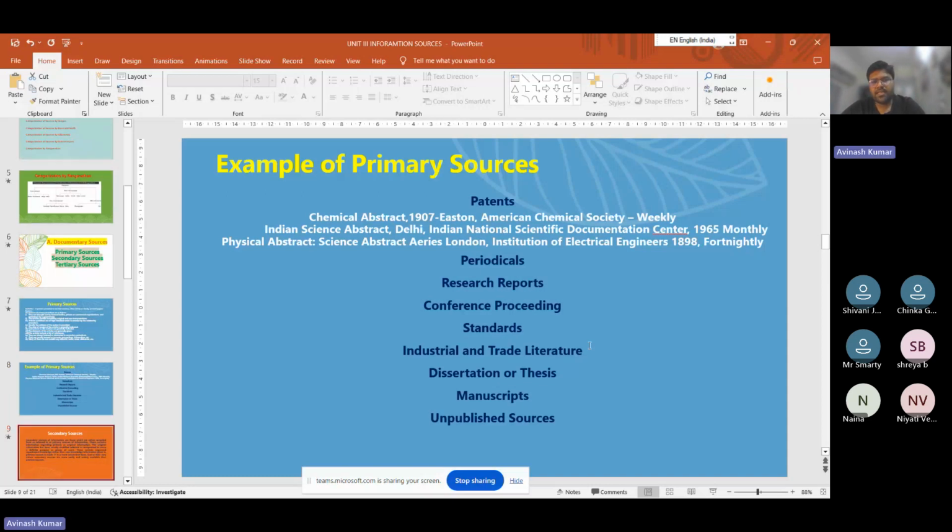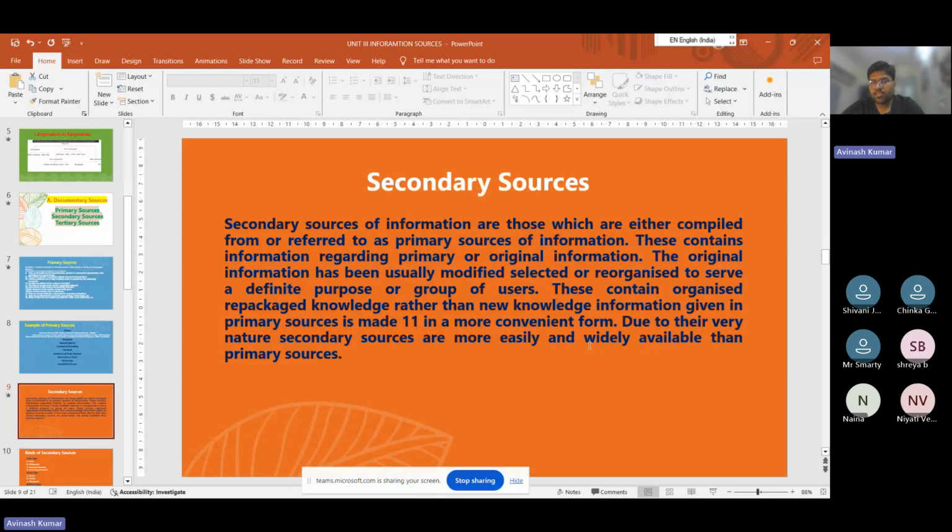And next one is secondary sources. What are the secondary sources? Secondary sources of information are those which are either compiled from or referred to as primary sources of information. These contain information regarding primary or original information. The original information has usually been modified, selected, or reorganized to serve the purpose of a group of users.